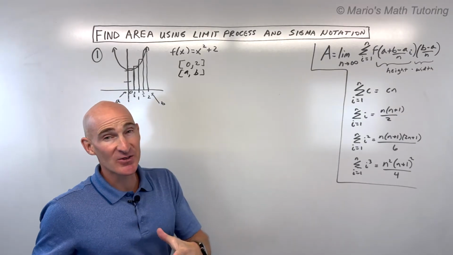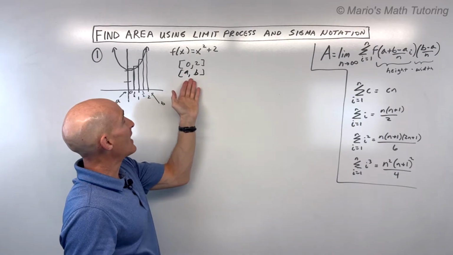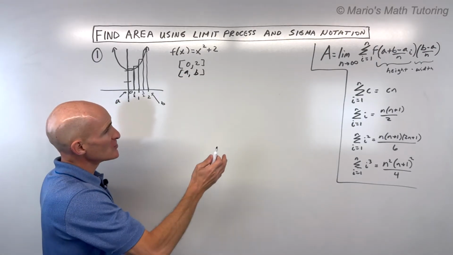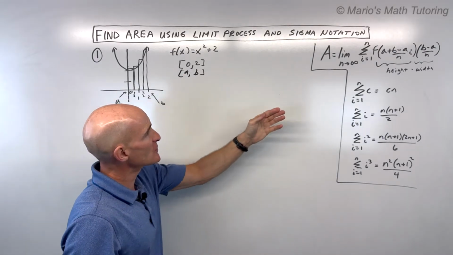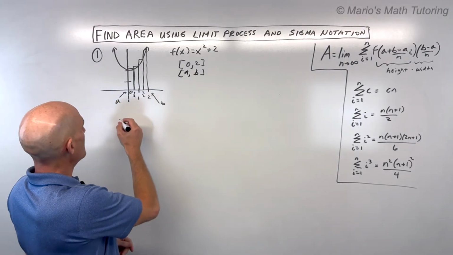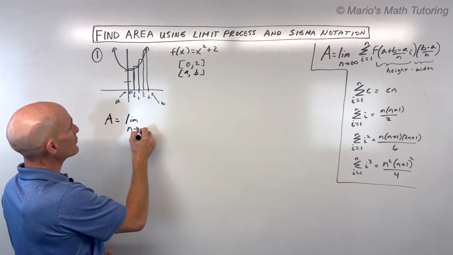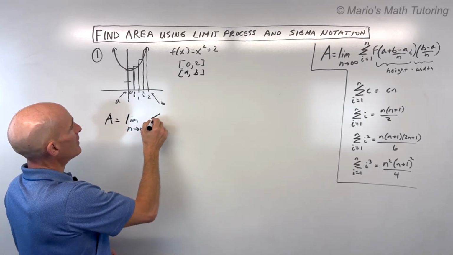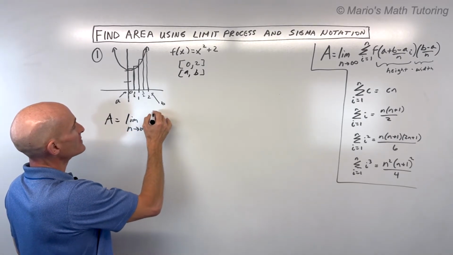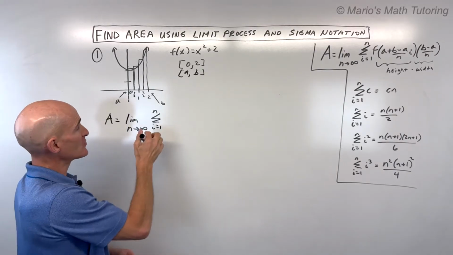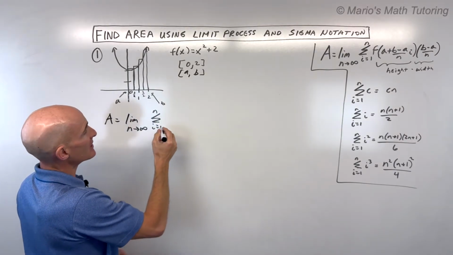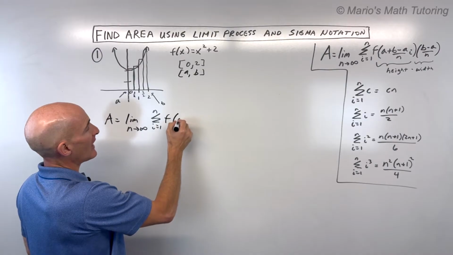So that's the idea. So let's see if we can find the exact area now for this problem using sigma notation. So I'm going to use this formula. Let's go ahead and write it down. We've got the area equals the limit as n approaches infinity of the sum from i equals 1 to n. These are our number of rectangles, but as n goes to infinity, we're going to get the exact area of f of a, which is 0.